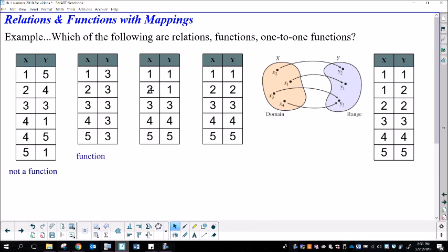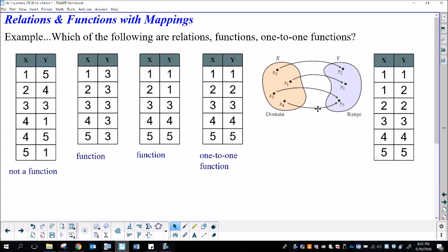In the next table, we have 1, 2, 3, 4, 5 in our x values, so no repetition. We do have repetition right here in the y values, so again, this would be a function, but not a one-to-one function. In the next table, we have 1, 2, 3, 4, 5 in our x's and 1, 2, 3, 4, 5 in our y's, so there's no repetition in x or y, and therefore we have a one-to-one function.